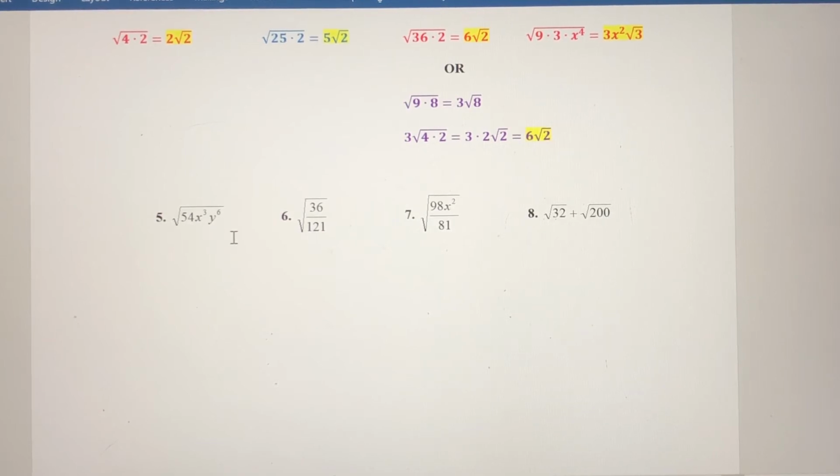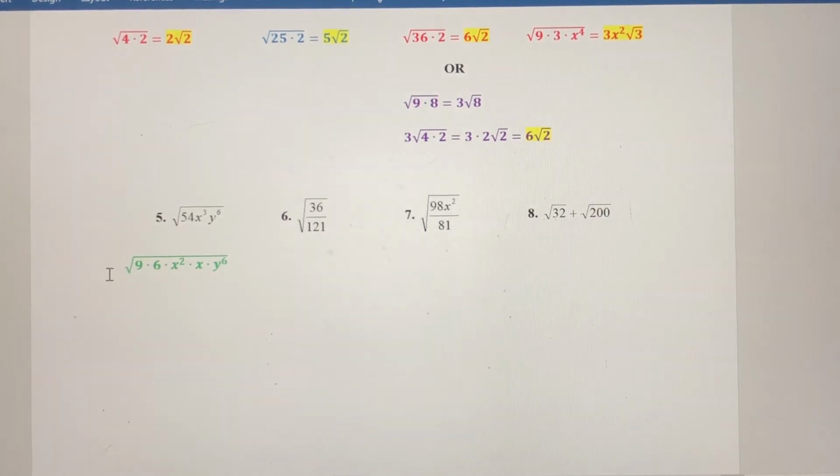54, so the largest perfect square factor of 54 is going to be 9. 9 times 6, okay? X cubed I need to break down as x squared times x, and y to the 6 I don't need to break down because it's already going to be a perfect square, okay? Y cubed times y cubed is y to the 6th, okay? So this 9 is going to come out front as a 3.